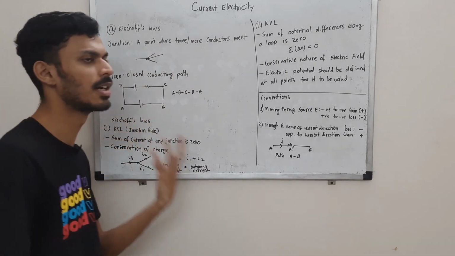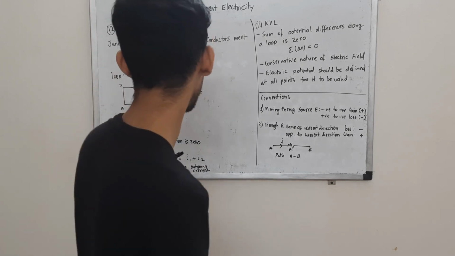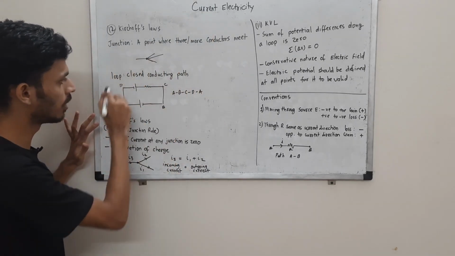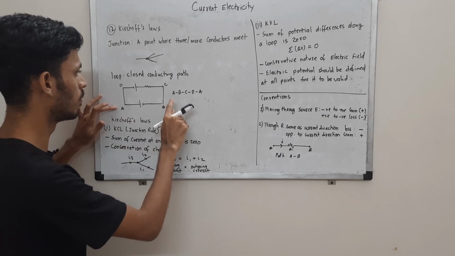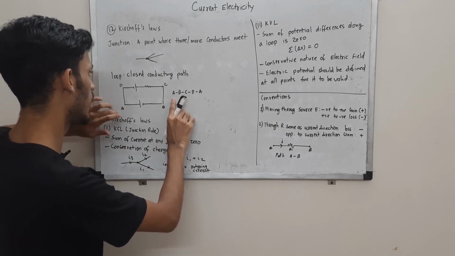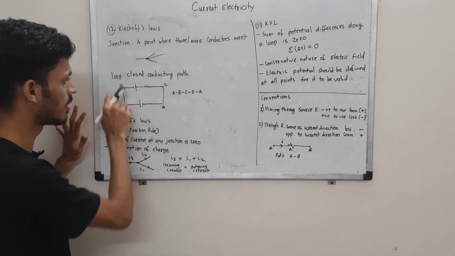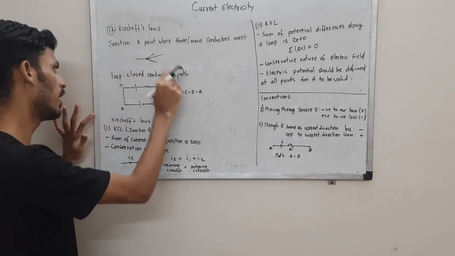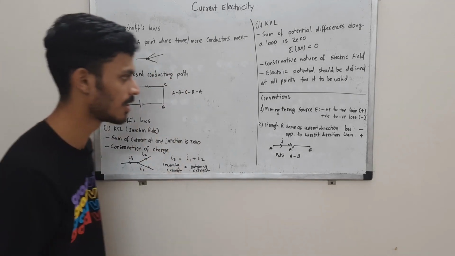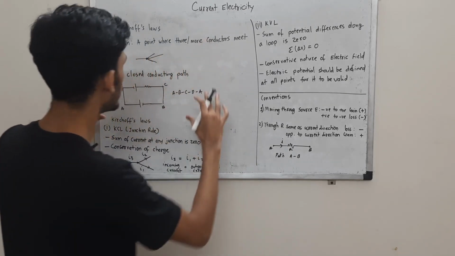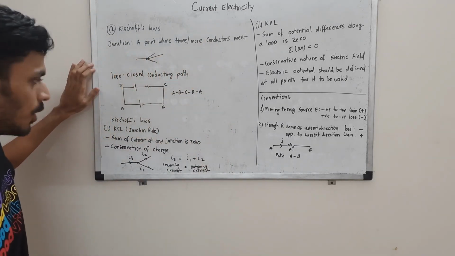Let's come to a loop. A loop is basically a closed conducting path. Here, if you see, we have a loop, right? Let's take this path A, B, C, D, A. These are 2 batteries and this is a loop starting from A and coming back to A. That is a loop. So these are the terminologies that we need to know.